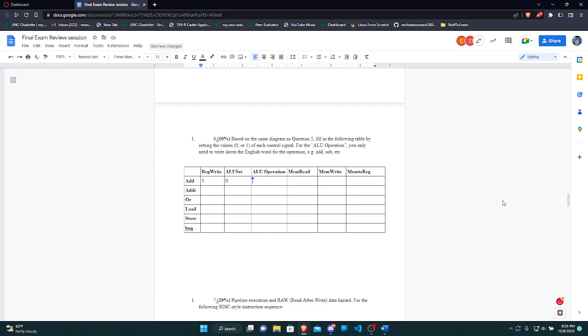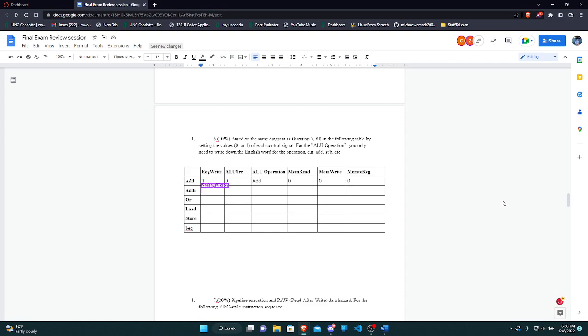And here we have an ALU operation. It's add. So real quick, the 4 ALU operations you'll have are add, subtraction, and, or. I think we'll see all of them. The add instruction does not read from memory, nor does it write to memory, nor does it take anything from memory and put it into a register.